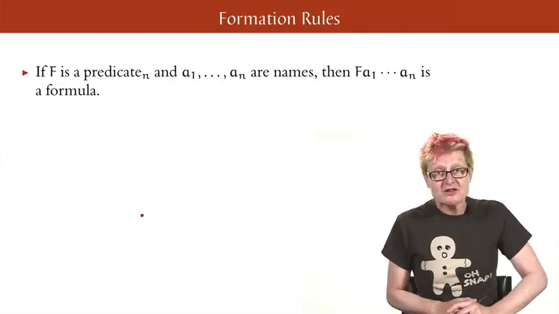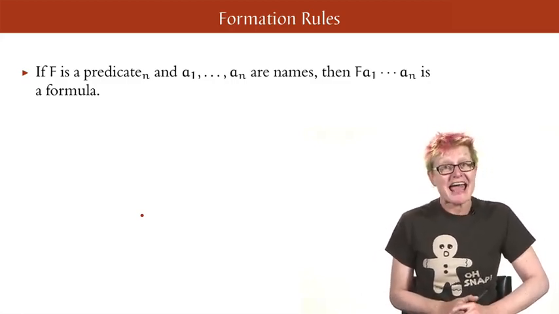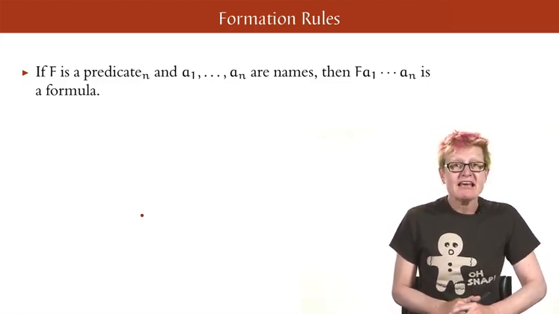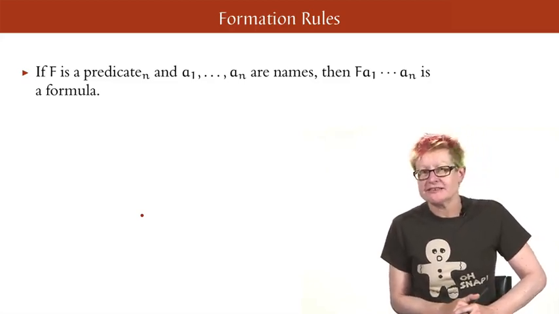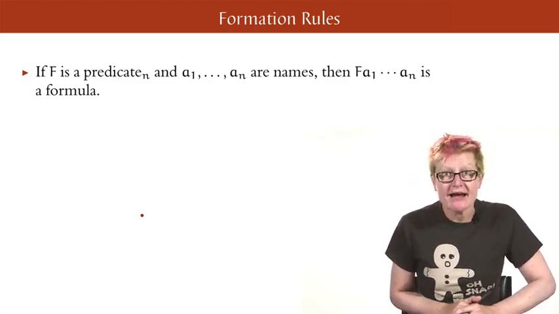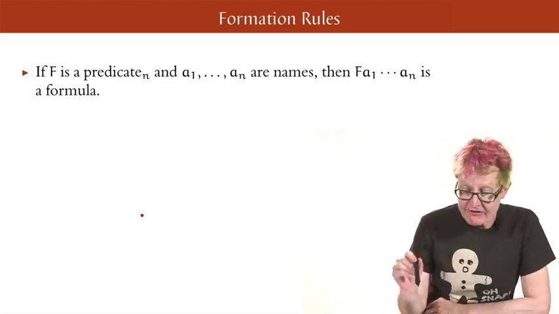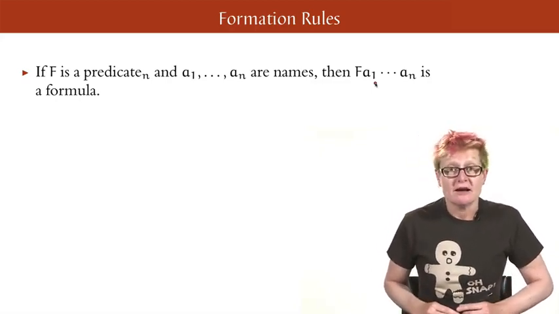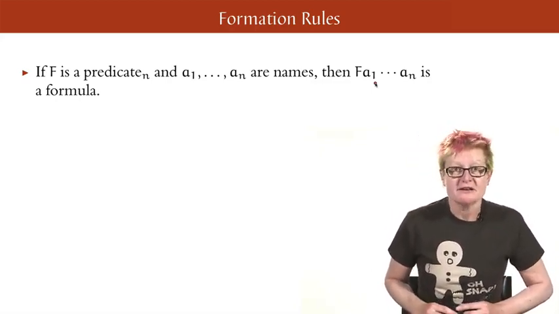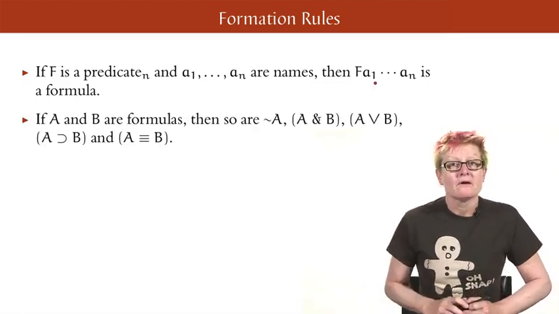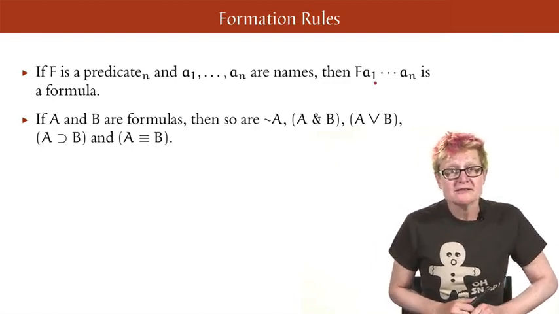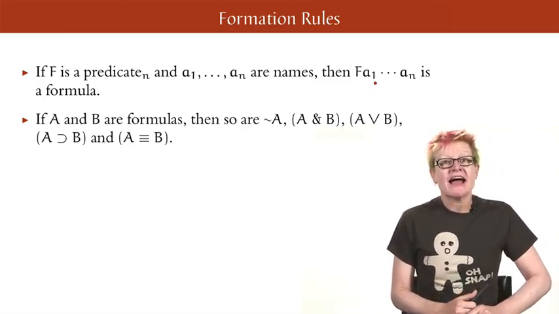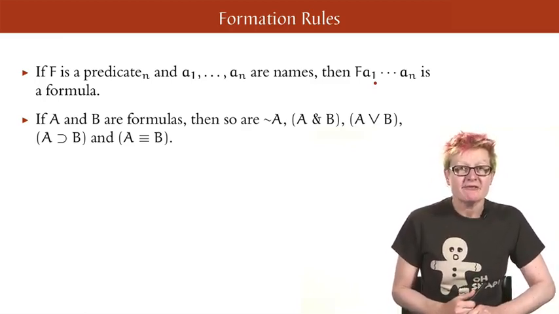Let's review the formation rules for predicate logic and then see how to add on one more clause for identity atomic predicates. If F is an n-ary or n-place predicate symbol, and A1, A2 up to AN are names, then the symbol F followed by A1, A2 up to AN is a formula, and these are atomic formulas of predicate logic. For the propositional connectives, if A and B are formulas, then so are not A, A and B, A or B, A implies B, and A if and only if B.